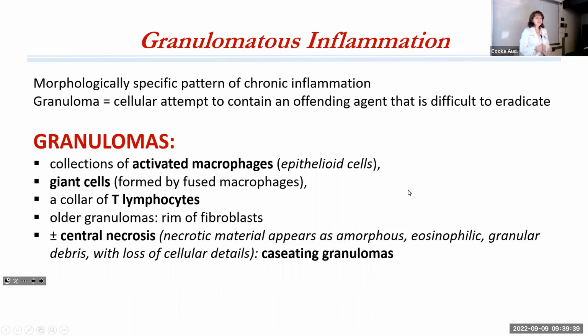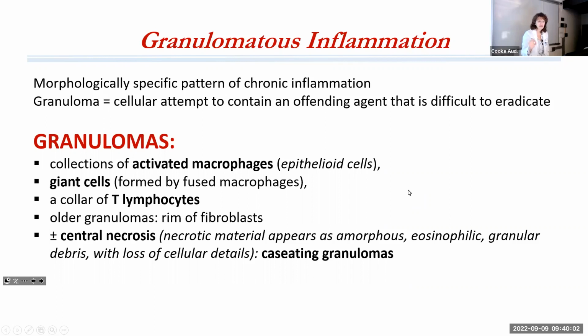How do we histologically define a granuloma? A granuloma is a collection of activated macrophages described as epithelioid cells. Epithelioid means they look like epithelial cells. How is that? Because they are plump and they have a lot of pink cytoplasm. I'm going to show you pictures.